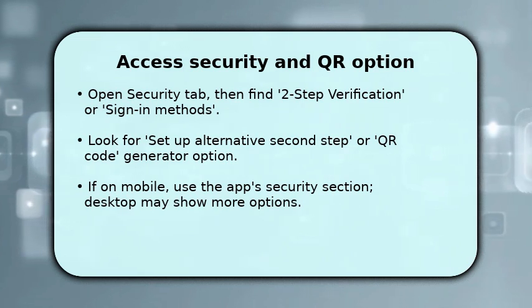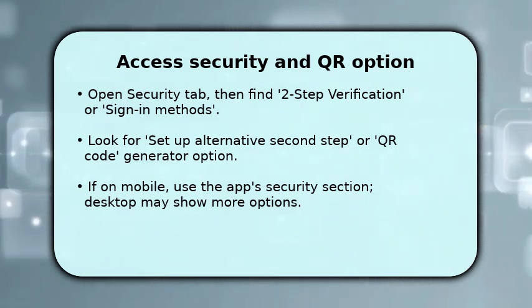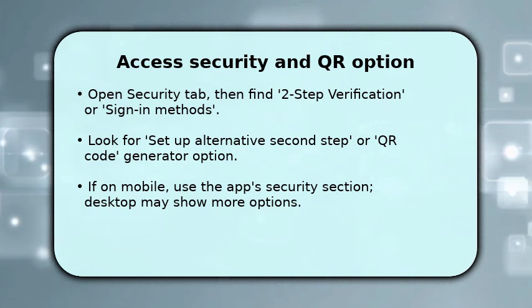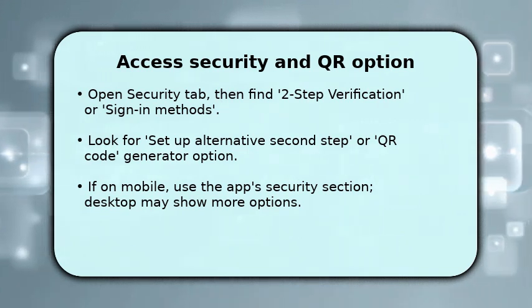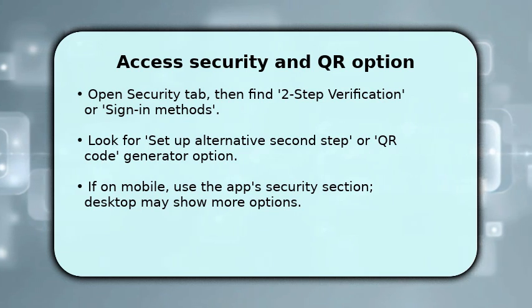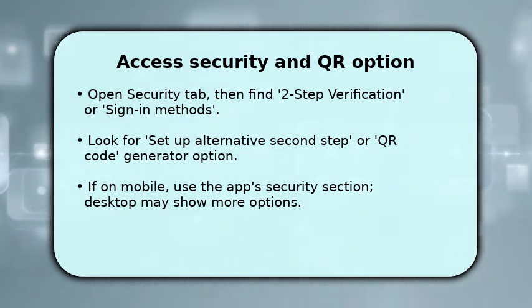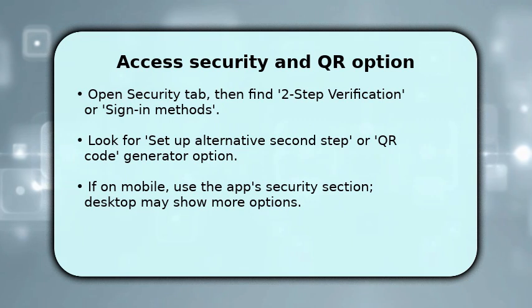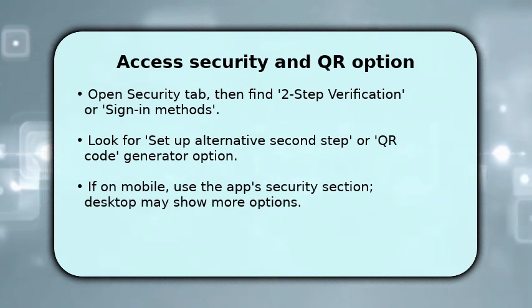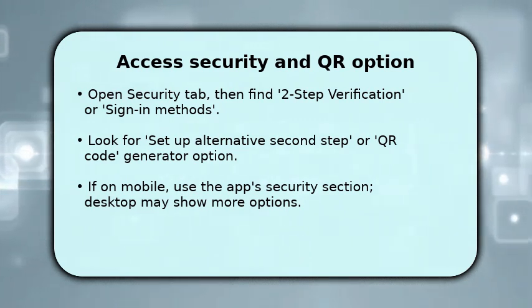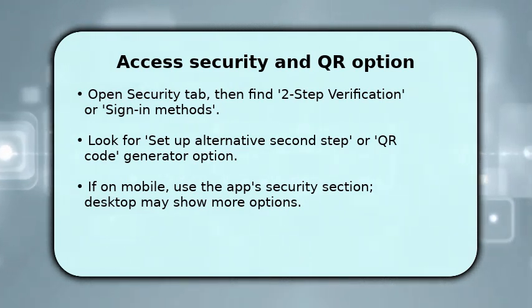Make sure to authenticate again. Google often requires re-entering your password. After authentication, look for an option to add a backup method or set up a QR code for devices. If you don't see QR immediately, expand Advanced Settings or Device Pairing. Mobile app screens sometimes show a clearer QR code generator.